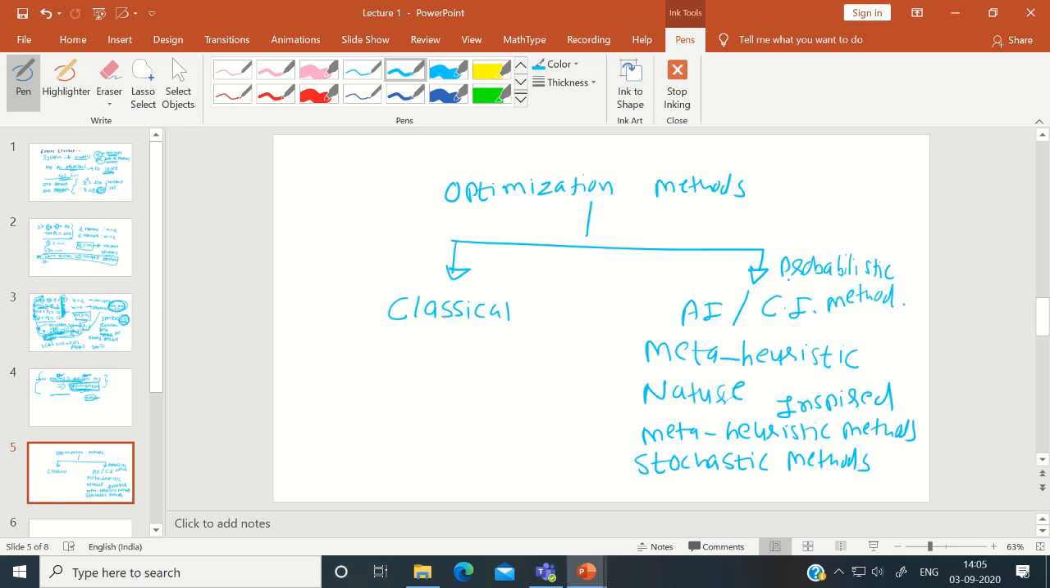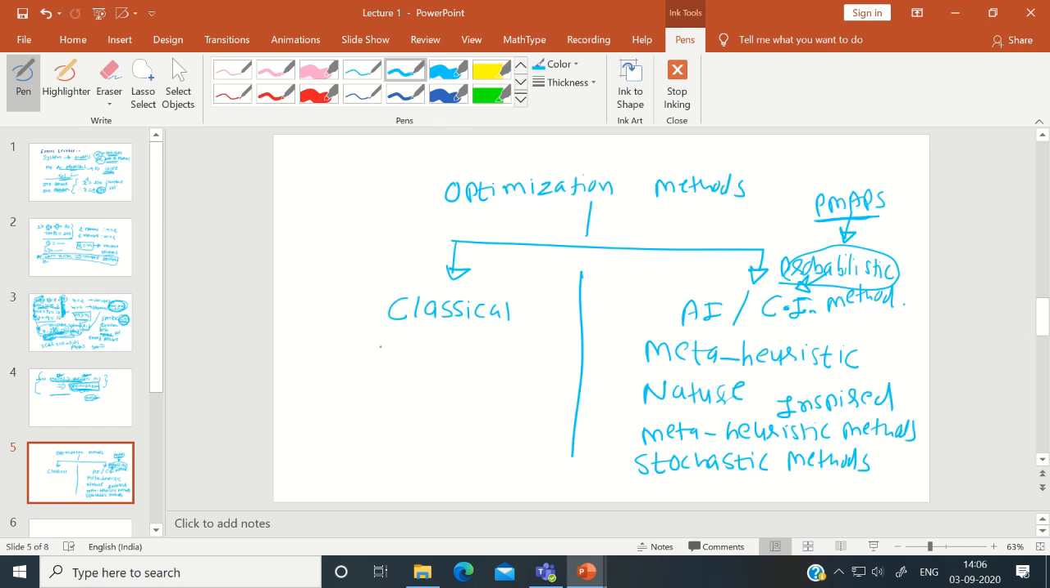See, every year, one special conference, that is PMAPS, Probabilistic Methods Applied to Power Systems, is organized. This conference is only dedicated to the research which is carried out in probabilistic methods. And ultimately, probabilistic methods are mainly based upon the computational intelligence based methods or AI based methods. So this is the broad category of the optimization methods.